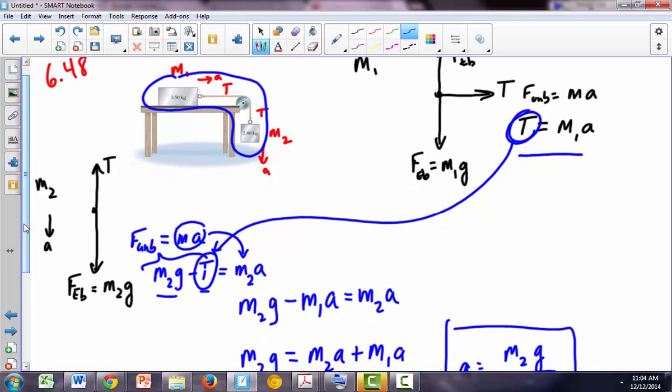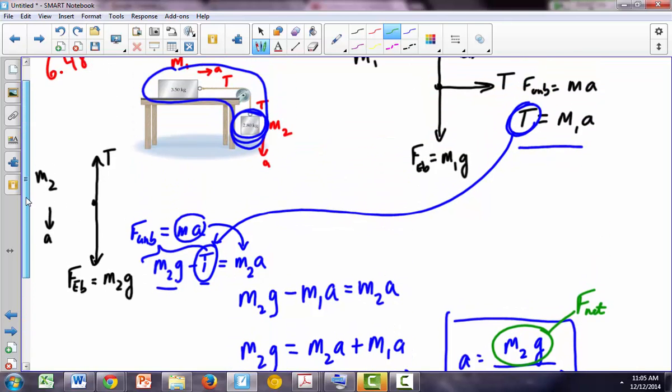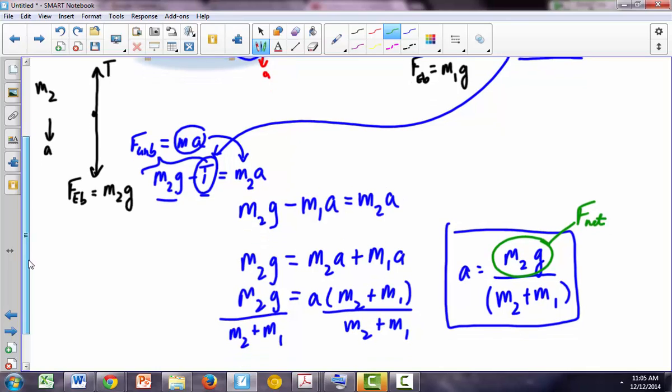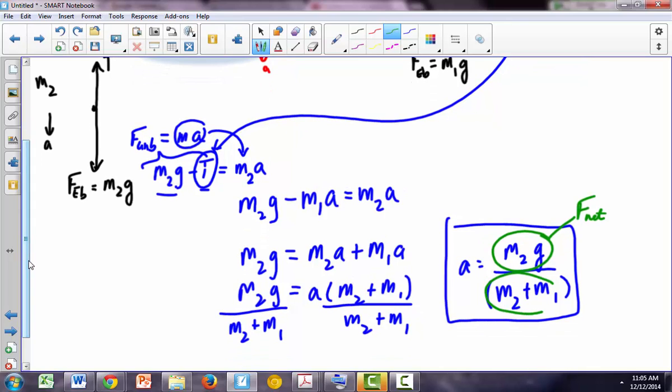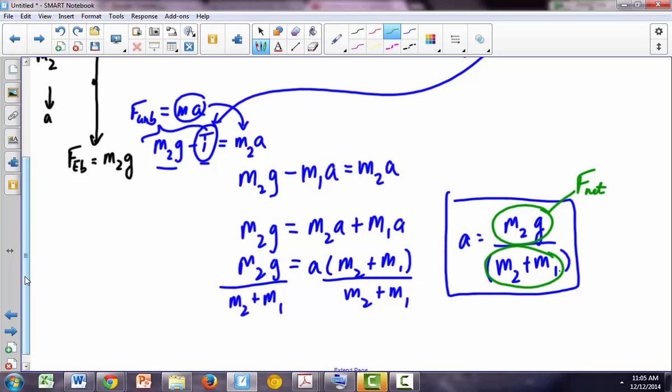If you notice, the force that's accelerating the system is that block right there. It's doing all the work, okay? So this is actually the net force of the system right here in the numerator. The net force of the whole system is the mass of block 2 times g. It's by itself trying to accelerate those two masses together. That's the mass of the system, m1 plus m2. So this is the system mass.